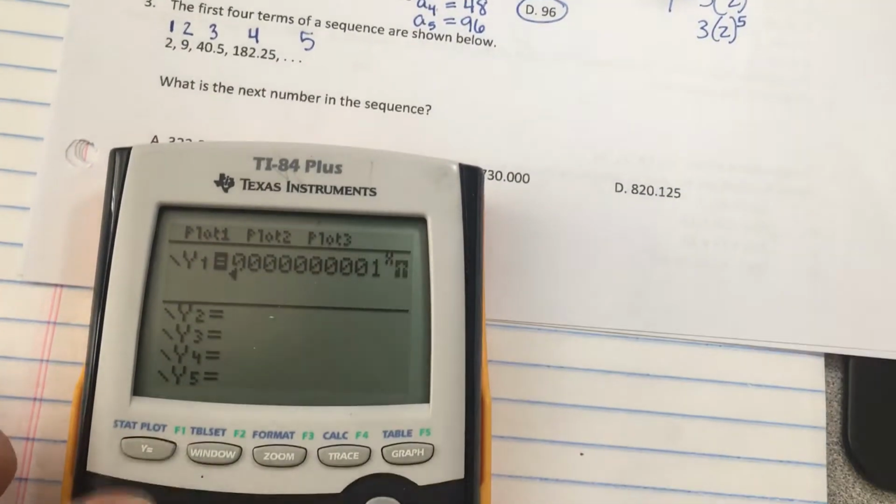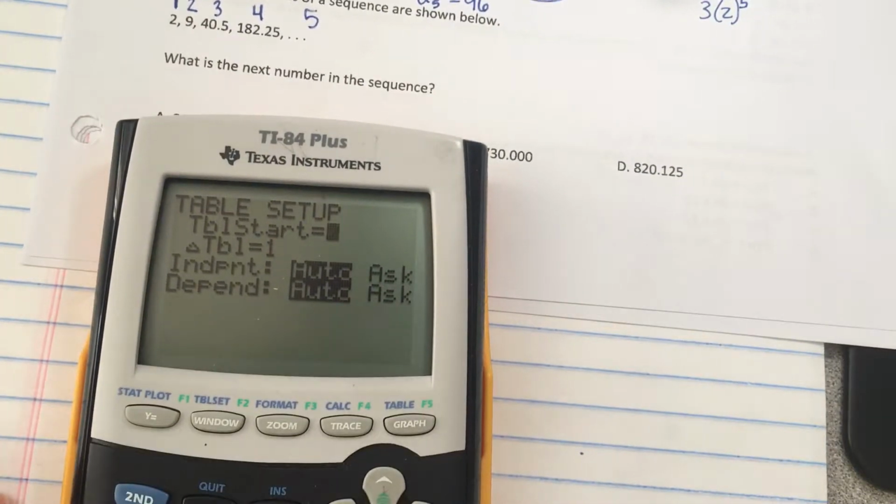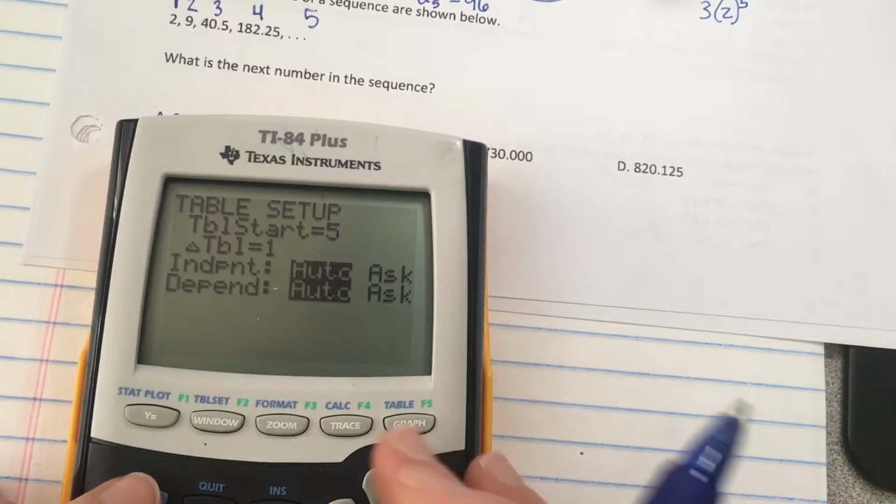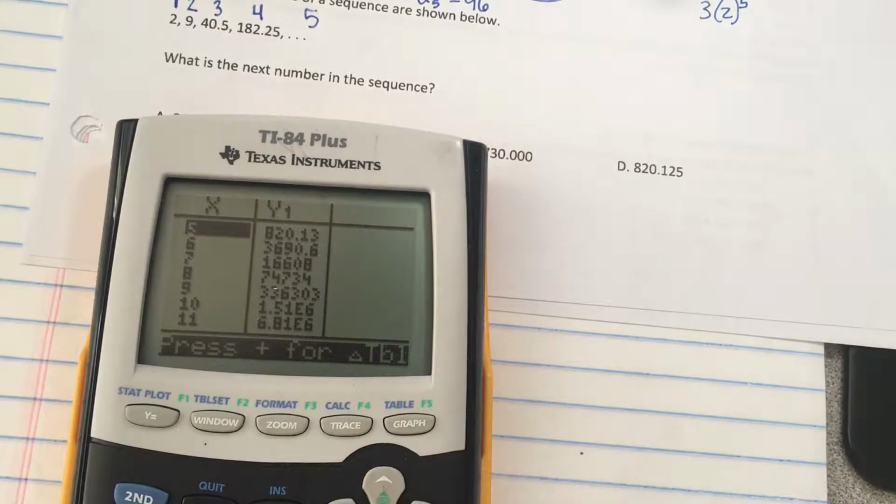5. So I'm going to go to second window, and what do I want it to start at? 5. And then go to second table. What is the fifth term? Until it start at 5. Because we want the fifth. Alright, now go to second graph. And so the fifth term is, I think you just put it wrong. Because this right here is one whole number.